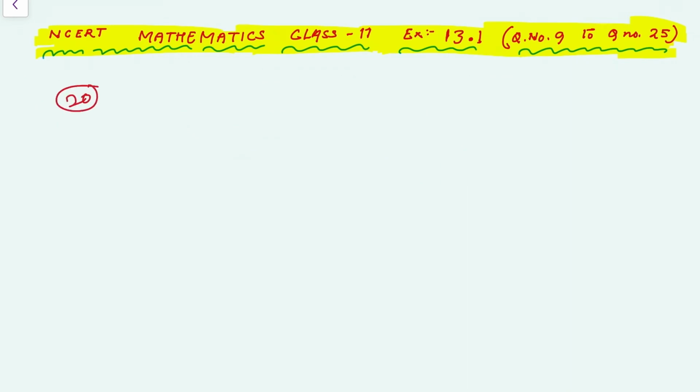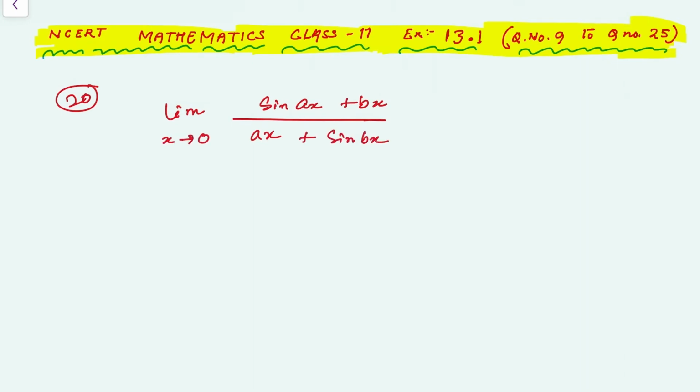So 20, here you see, limit sine ax plus bx by ax plus sine bx. Okay, when x tends to 0.